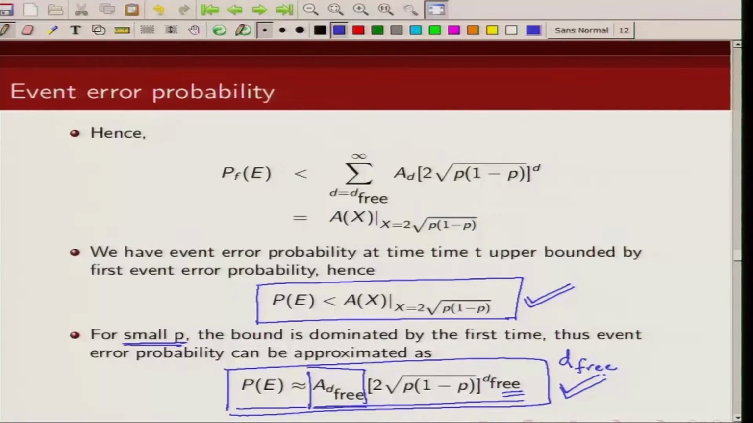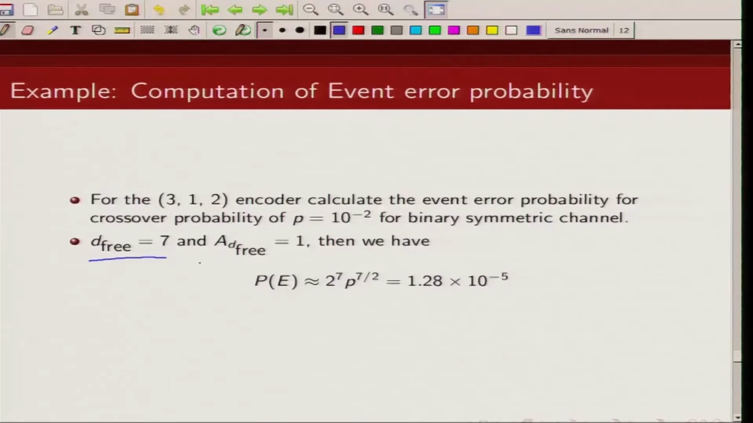Now, what is the free distance of this convolutional code? Again, if you go back, the minimum weight sequence was 7. So, d free for this particular example was 7, and there was only one such sequence of weight 7. So, we plug those values of d free and A_d free into the expression for probability of event error, and we get the probability of event error to be roughly 1.2 times 10 to the minus 5.